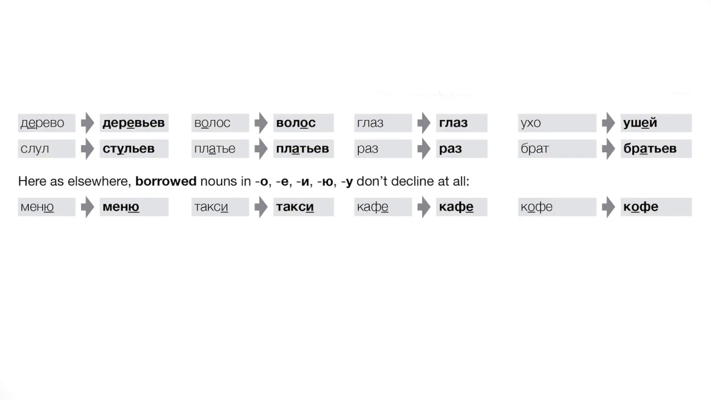Okay, so that's it for today. We've learned the genitive plural. We're going to practice it a little bit more tomorrow, talking about this issue of existence versus non-existence. We'll review that quickly. And so anyway, until then, до свидания, товарищи.